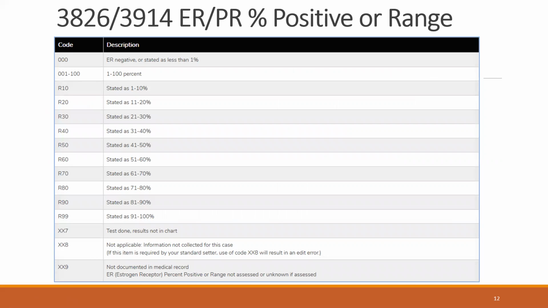For the ER and PR percent positive or the range, you want the actual percent positive. Take that over any range that you might have. If the ER or PR is negative, then you're going to code the percent as 0, 0, 0.